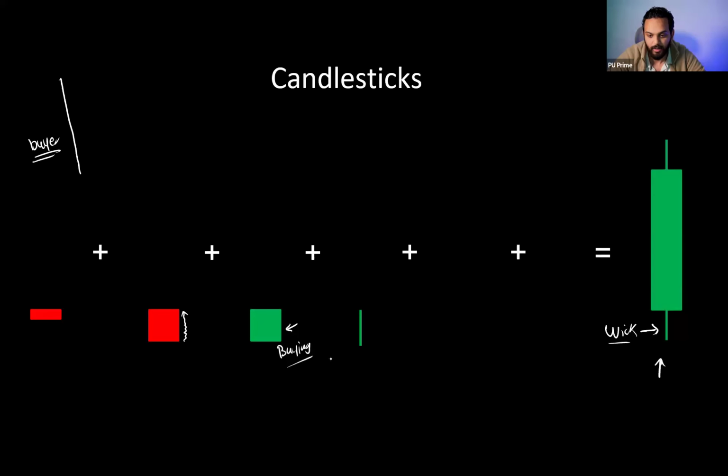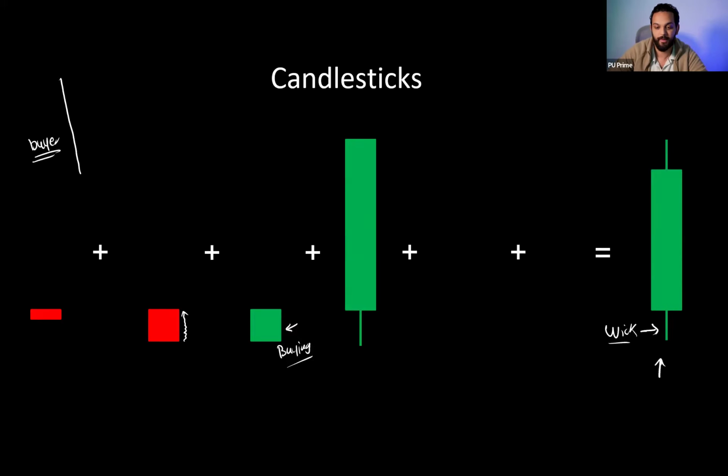Okay, so this is how the wick is being formed in the market. Now, what's going to happen next? The buyers are going to continue pushing the price higher and higher and higher, right? Until we reach this level.